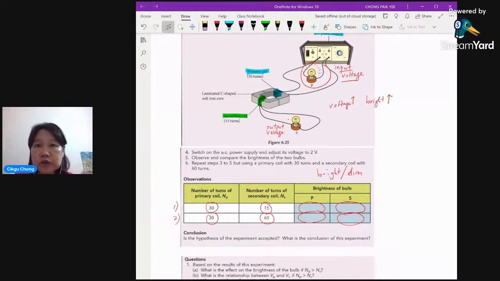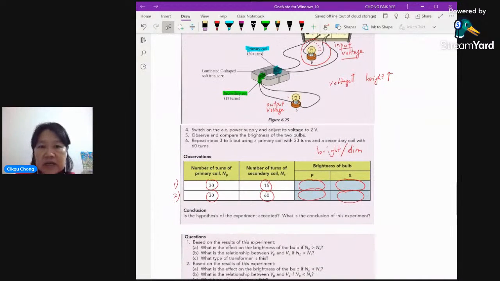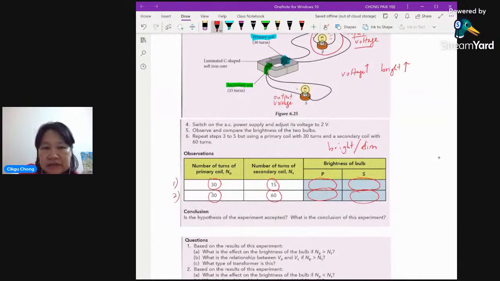Okay, so for those who are following the lesson here, just to give you an idea: you have a higher number of coils here. Now the primary coil is higher, your secondary coil is lower. That means this one by right should be brighter, and this one should be dimmer.